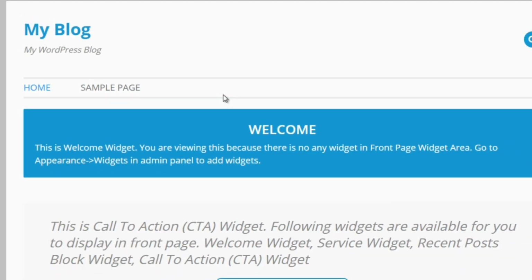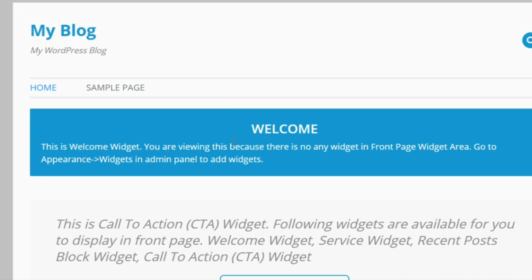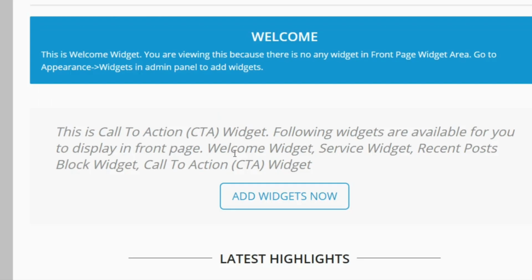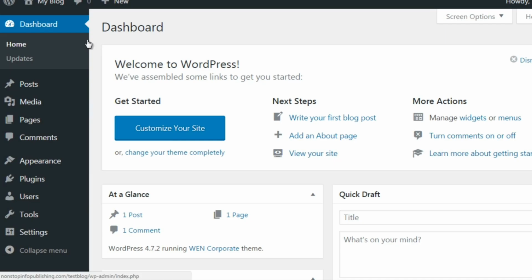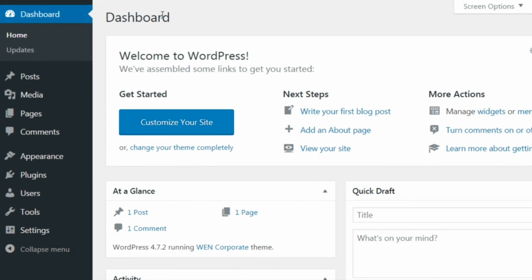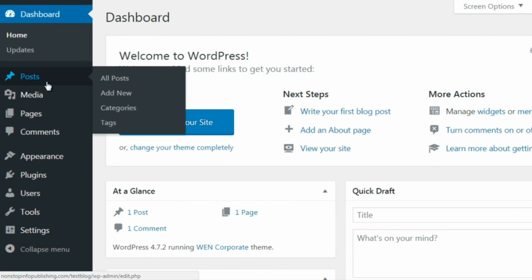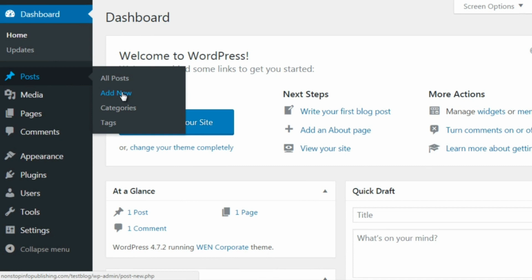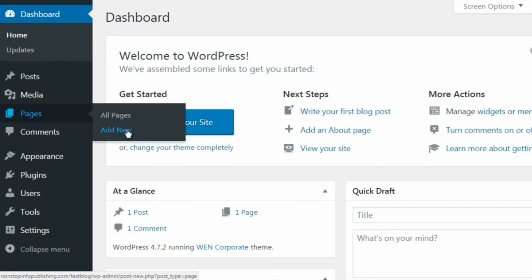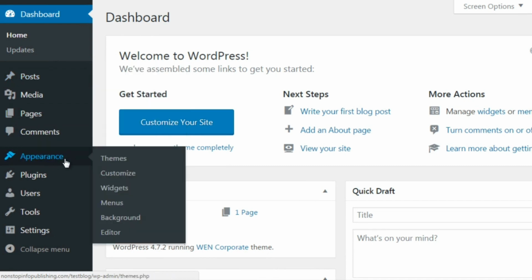And of course, if we go to the actual blog itself, we can see the blog has been created. Now, the app installer is going to give you access to the WordPress administrator dashboard, as you can see here. Whenever you create a post, you can go here, add new posts, and you can add new pages.